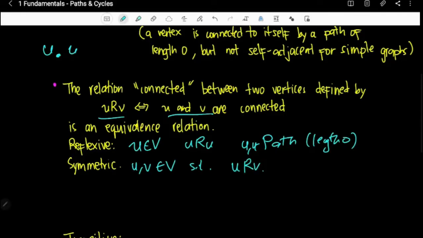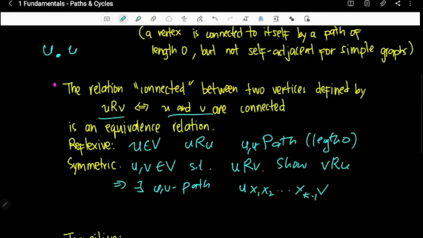Yan yung given. So, we want to show that V is also connected to U. Ano ba ibig sabihin na ang U ay connected kay V? Ang ibig sabihin niyan, there is a UV path. Meron kang path from U to V. Tama? Ibig sabihin, may susundan ka, U, X1, X2, and so on, hanggang makarating ka sa X sub K minus 1, and then V yung terminal. So, U, V, may mapupuntahan kang path. Yan. So, there's a path given that U is connected to V.